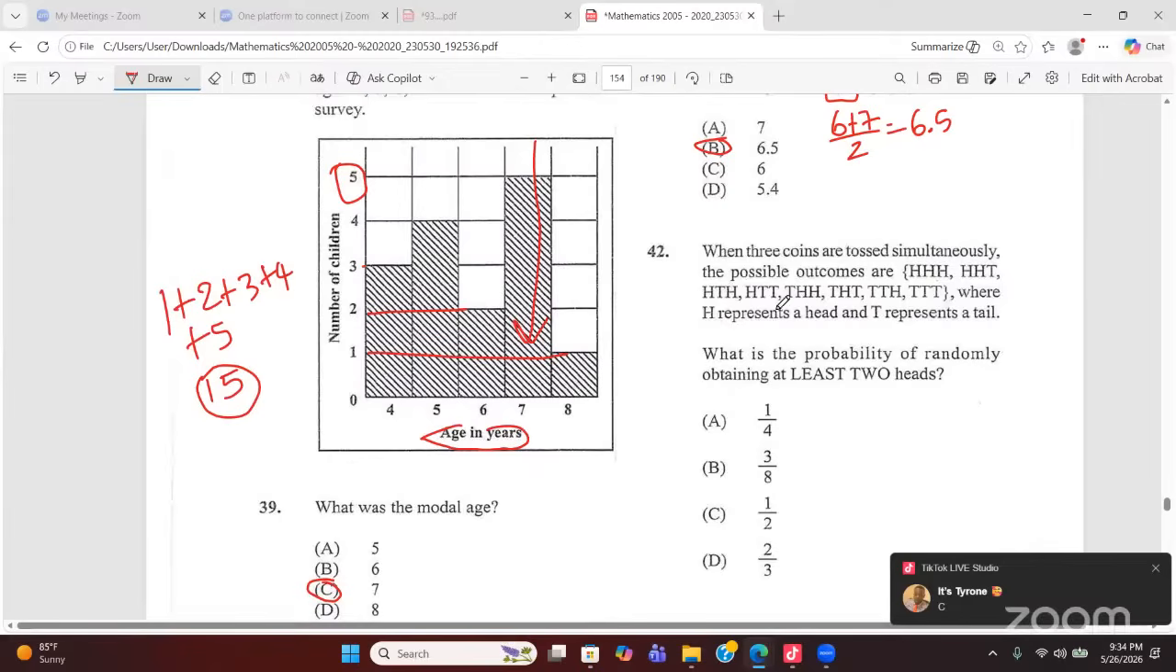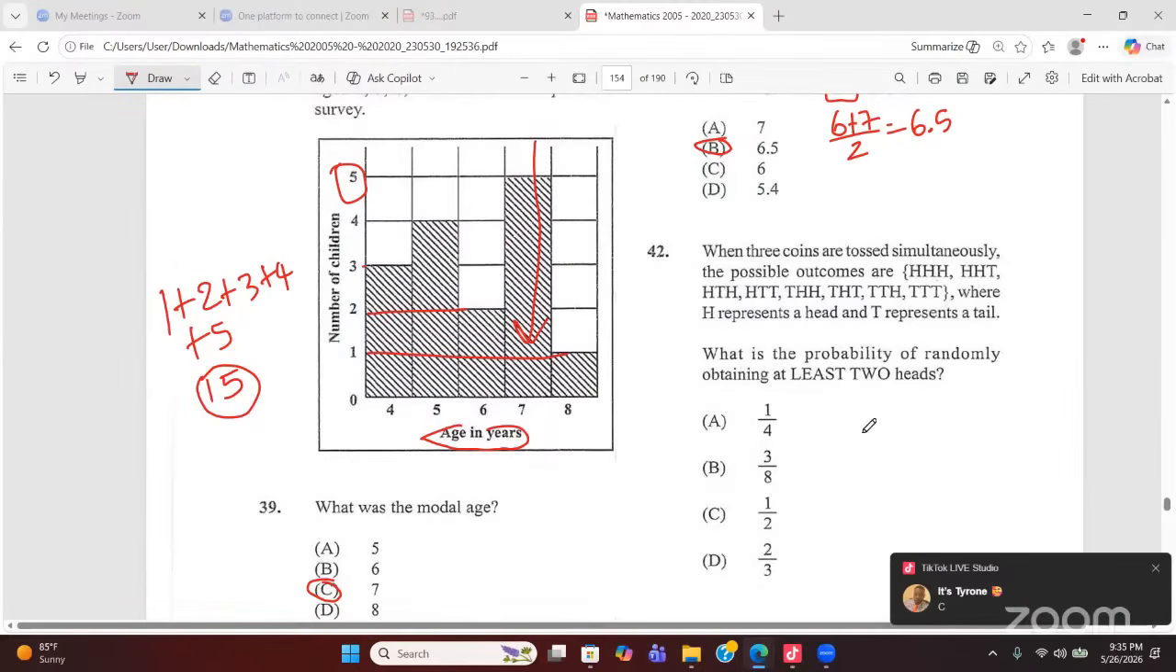When 3 coins are tossed simultaneously. So when you toss 3 coins, you get head, tail, head, tail, tail, head, tail, head, tail, tail, head, tail, tail. All right, so the question is, where H represents head and T represents tail, what is the probability of randomly obtaining at least 2 heads, which means 2 or more. So let me go again. At least 2 heads is 2 or more.